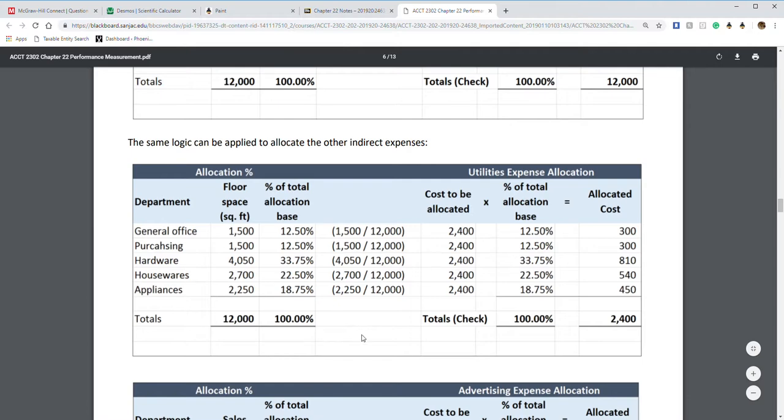Utilities are not that way. Yes, it's using square feet, so it's going to have the same percentages. But notice, its cost is 2,400. So it's going to be a lot less. So we have to watch out for these. Again, to check, boom, these total up to 2,400. That was the cost allocated. We're good to go. No math problems.